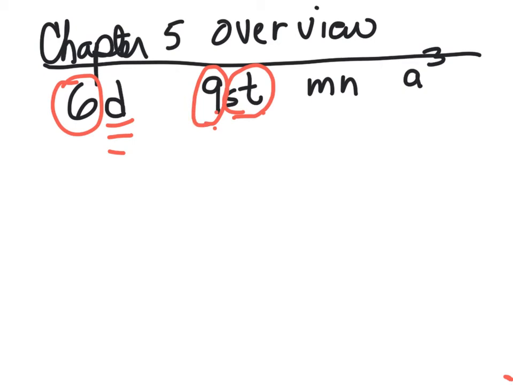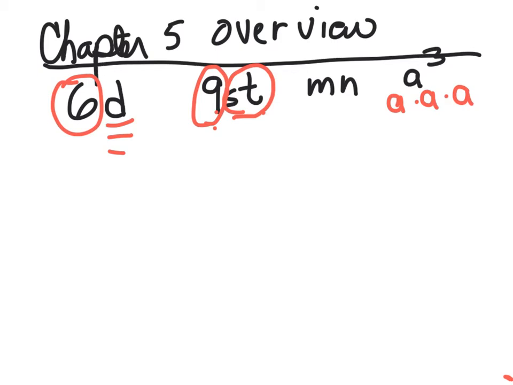And then we can also have something like this, just variables in an algebraic expression. So mn. This means the variables m times n. So therefore, you have one operation of multiplication. And then we can look at a cubed. This means a times a times a. And if you multiply that all out, you have three variables there, and you have two operations of multiplication.